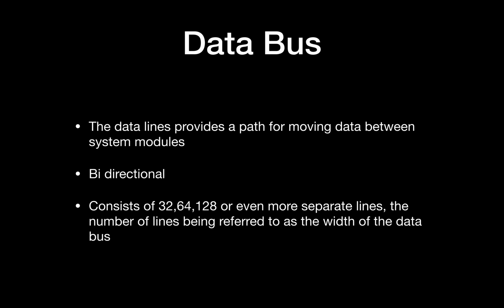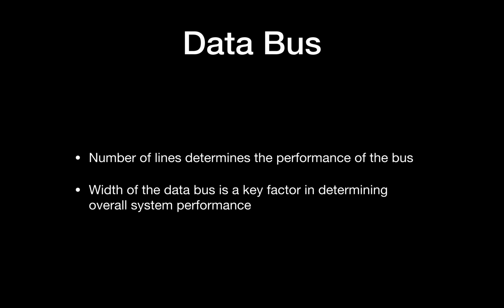The data bus typically consists of 32, 64, 128, or even more separate lines, the number of lines being referred to as the width of the data bus. Because each line can carry only one bit at a time, the number of lines determines how many bits can be transferred at a time. The width of the data bus is a key factor in determining overall system performance. For example, if the data bus is 32 bits wide and each instruction is 64 bits long, then the CPU must access the memory module twice during each instruction cycle.